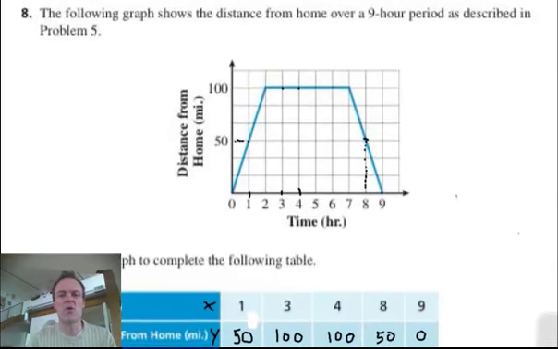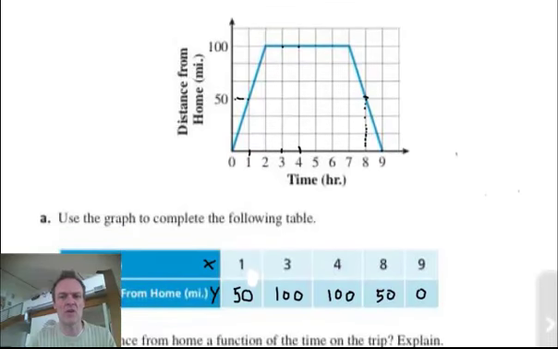Right, distance from home over a 9-hour period. We're driving away from home. I put some marks on this already. After 1 hour, I am 50 miles away. At 3 hours, I'm 100 miles away. Here we go, let's get an arrow going. So at 3 hours, I'm 100 miles. At 4 hours, I haven't moved. I'm still 100 miles away. After 8 hours, I'm driving back. I'm 50 miles away again. And at 9 hours, I'm at home. I'm at 0 miles away.